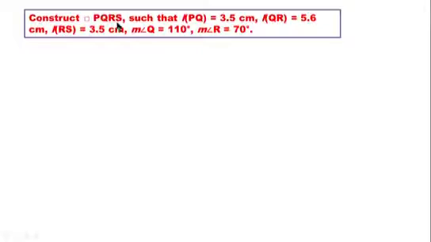Construct quadrilateral PQRS such that length of PQ is equal to 3.5 cm, length of QR is equal to 5.6 cm, length of RS is equal to 3.5 cm, measure of angle Q is equal to 110 degree and measure of angle R is equal to 70 degree.